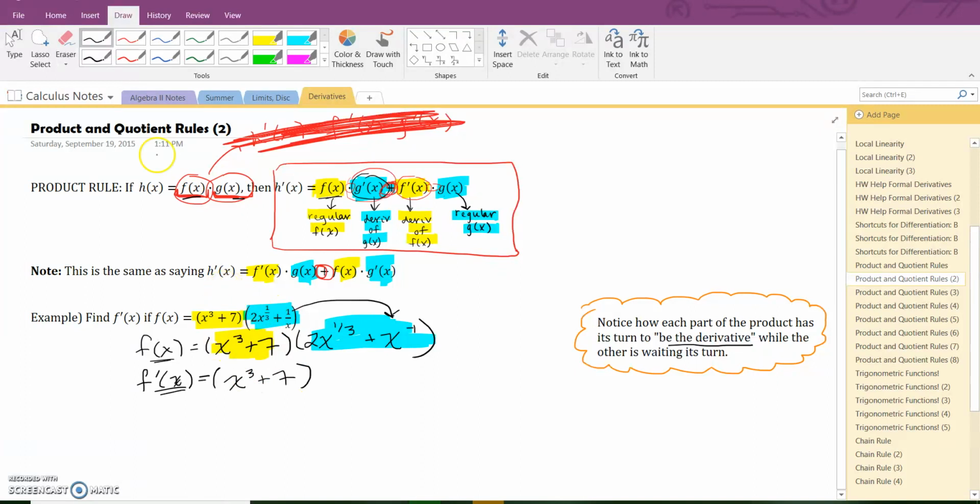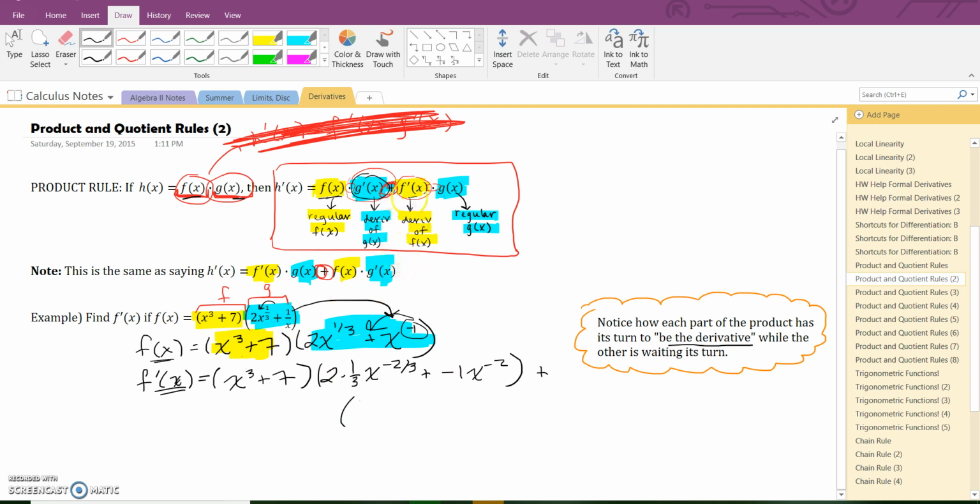I'm not touching it. Just realize that in this case, this is what I'm going to call f, and this is what I'm going to call g. Okay, so anyway, I did f, and now I'm going to multiply by g prime. So that would be 2 times 1/3 x to the negative 2/3 plus negative 1 x to the negative 2. And then I'm going to add.